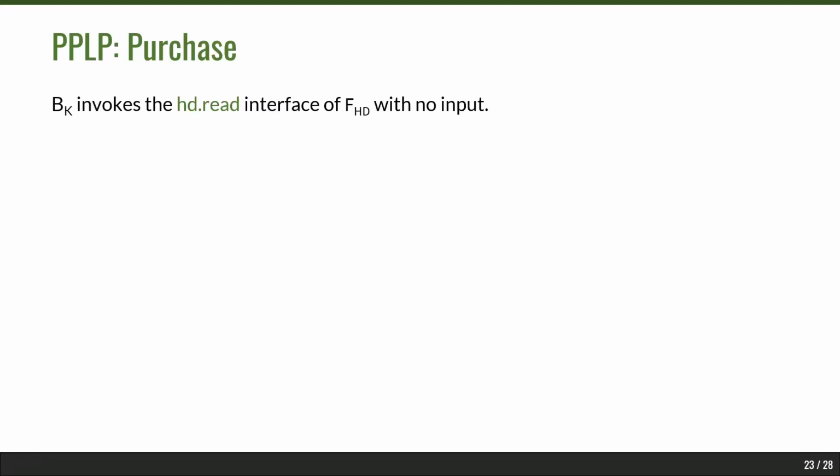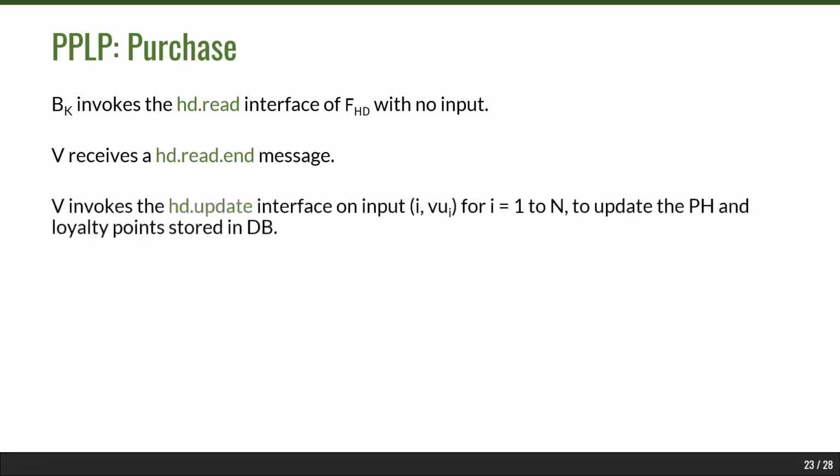So in a similar fashion, the buyer invokes the read interface of the hiding database, and the vendor receives another message from the hiding database. Now the vendor invokes the update interface with a database of updates, which represents the updates to the purchase history of the buyer for this purchase and the updates to the loyalty points stored in this database.